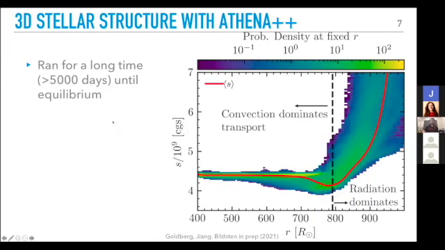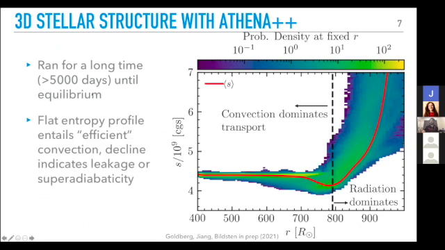So what do we see? We run this for a long time, about 12 to 13 years, until we reach what we think is a steady state, or an equilibrium. And in the interior, we recover a flat or roughly flat entropy profile, which entails that the convection is more or less efficient, or nearly adiabatic. And then the decline here starts to indicate superadiabaticity in the very optically thick limit, and then indicates radiation transport starting to matter in terms of carrying the flux out past 700 solar radii for some of the fluid.